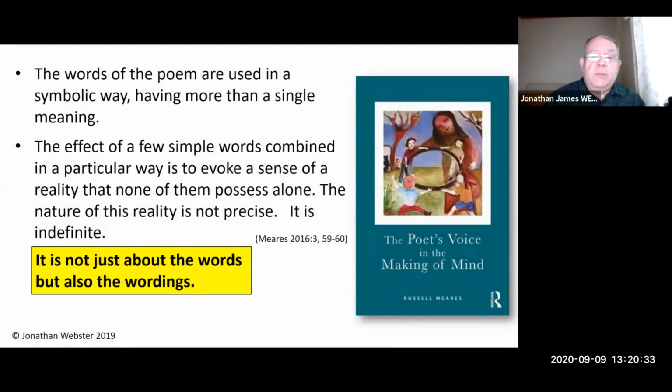Now, it's similar to what Mears was saying. Mears said this: the words of the poem are used in a symbolic way, having more than a single meaning. The effect of a few simple words combined in a particular way. It is the combination of ways in which we use language to evoke a sense of reality that none of them possess alone. The nature of this reality is not precise, it is indefinite. See, it's not just about the words, it's about the wordings that are used, the patterns that are created.